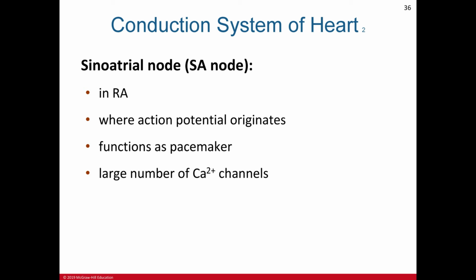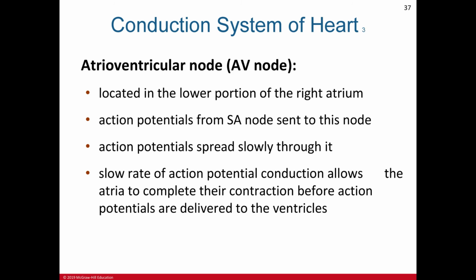It is where the action potential originates and it functions as the pacemaker of the heart. It has a large number of calcium channels, and this is the reason why they conduct the action potential at a much faster rate. So the atrioventricular node is where the action potential goes after the sinoatrial node. It is located in the lower portion of the right atrium, and it has a slower rate of action potential conduction that allows the atria to complete their contraction before action potentials are delivered to the ventricle.